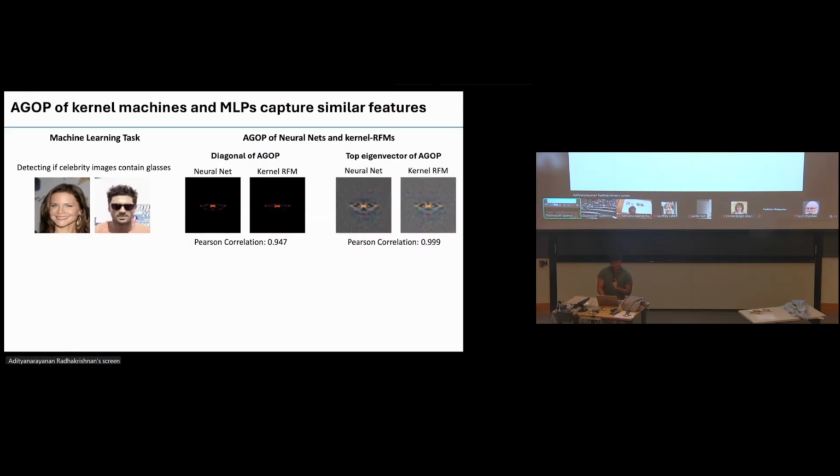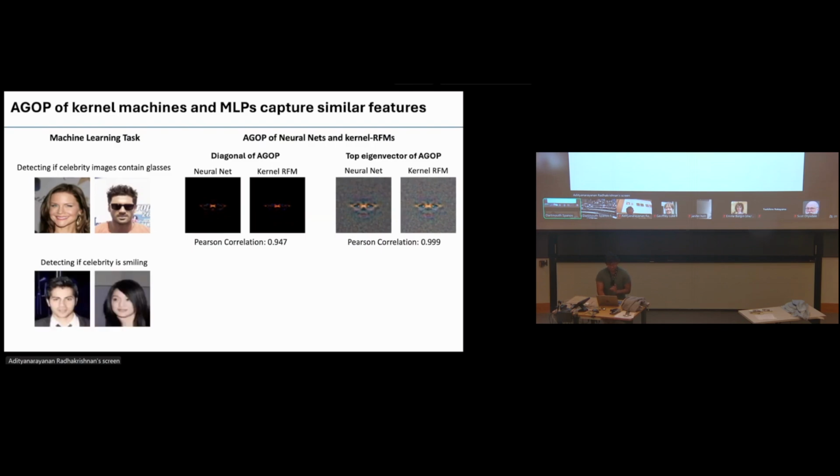The other piece of it is, instead of looking at the diagonal, I can take the eigenvector of my AGOP of the neural net and the AGOP of a kernel machine, two very different models, and they almost match just exactly in this space. So these two very different models, through the posited feature learning mechanism, learn effectively the same features.